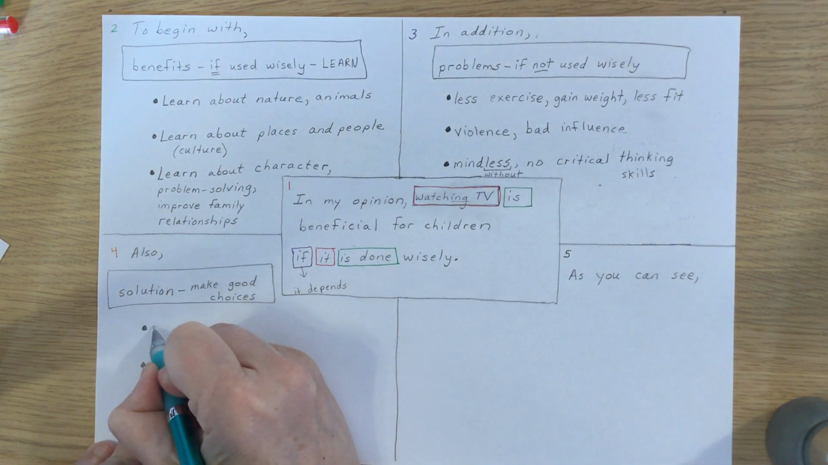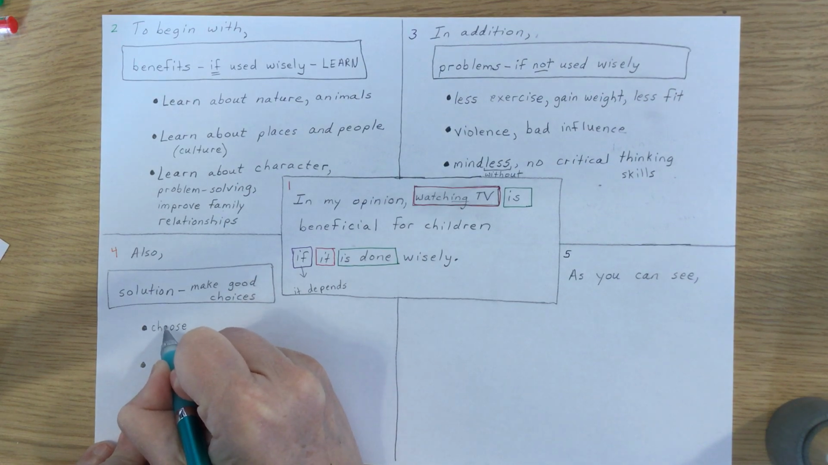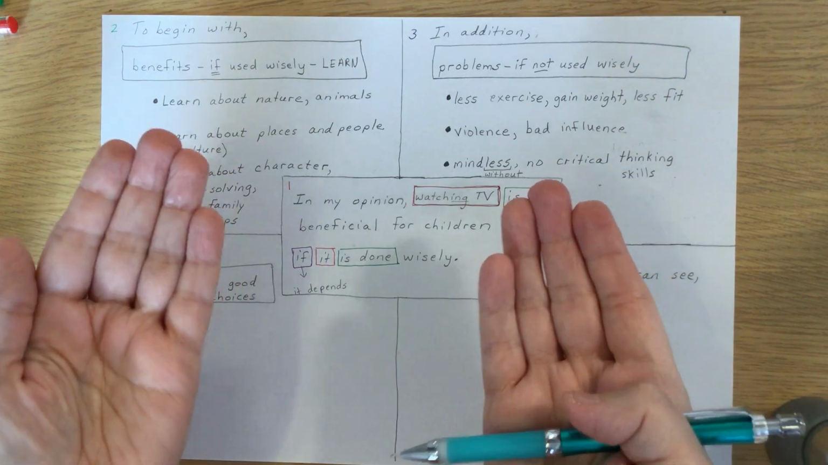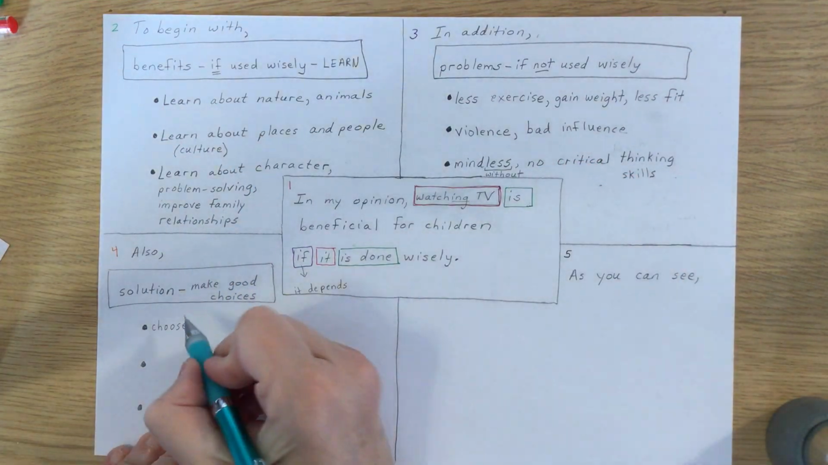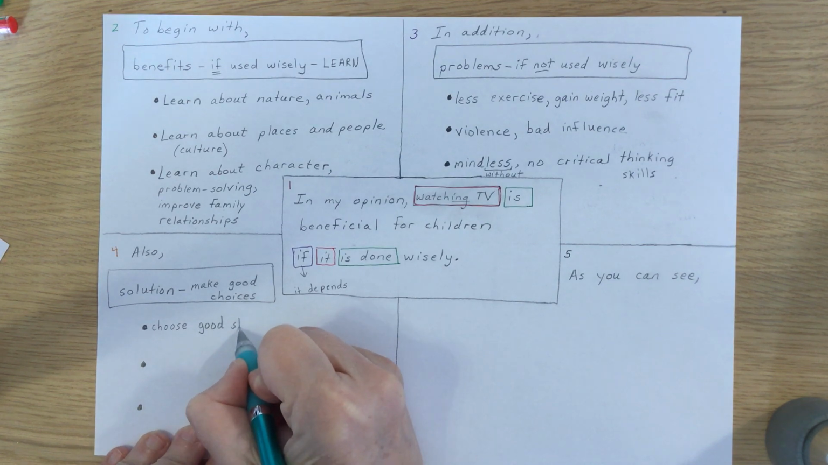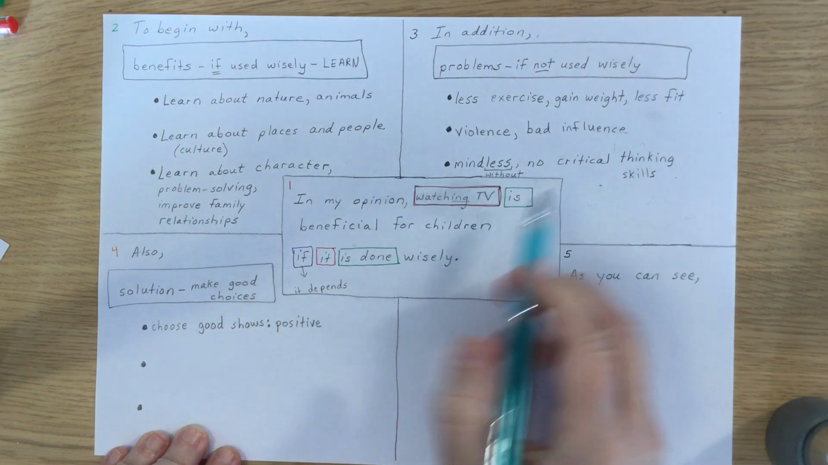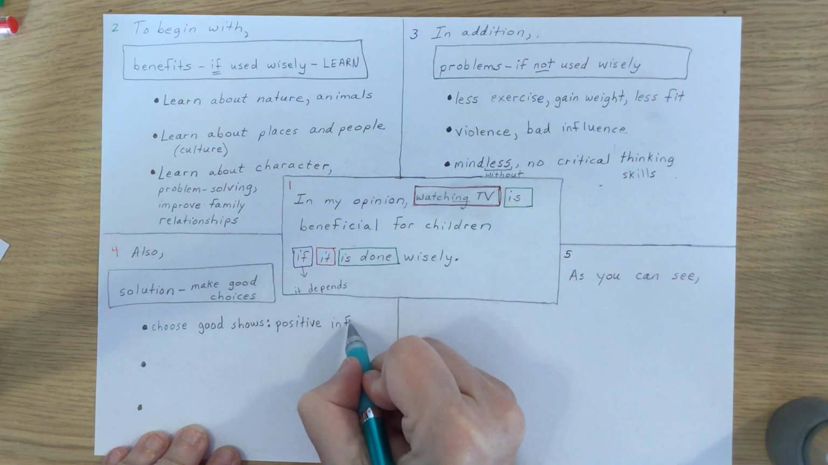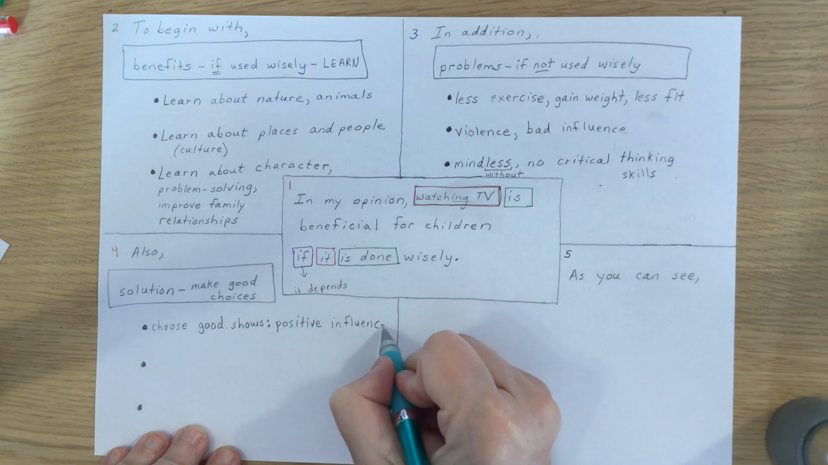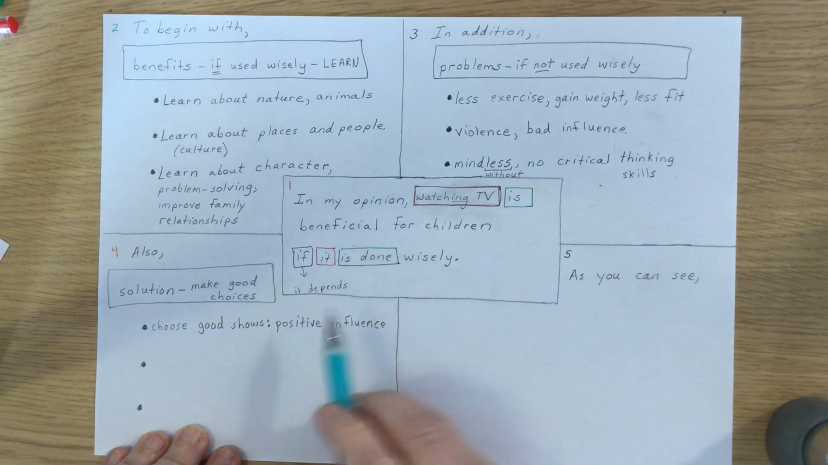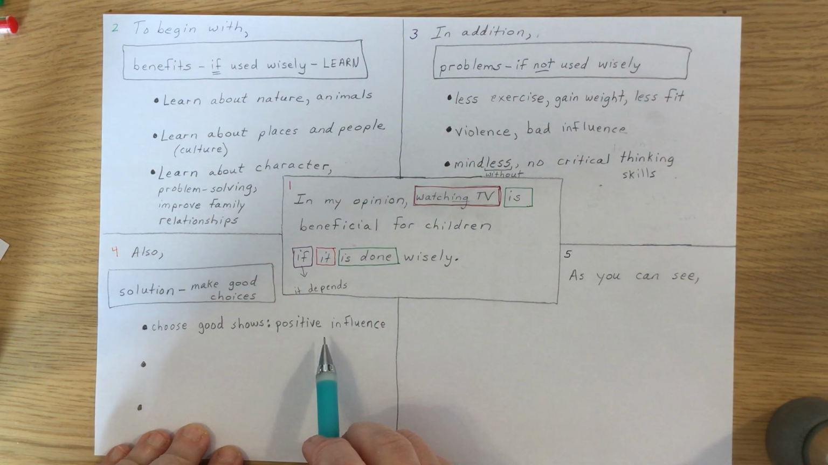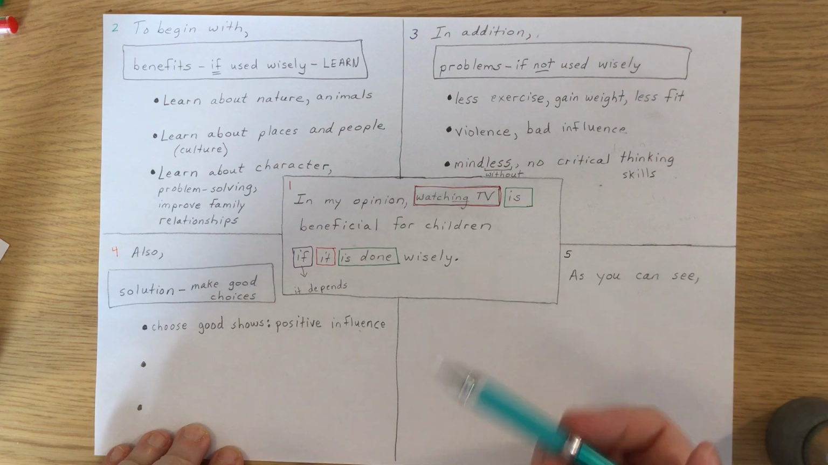So the first thing I'm going to say is choose. Okay, that means you need to pick. Do I want this one or do I want this one? You can't have both. You have to pick this one or this one. So we will choose good shows. Okay, we want them to have a positive influence. That's the opposite of a bad influence. Okay, so we would be picking shows, for example, that do not have bad language, that do not have violence, that have a positive influence. They make us a better person. They make us think, oh, I want to be like that character.